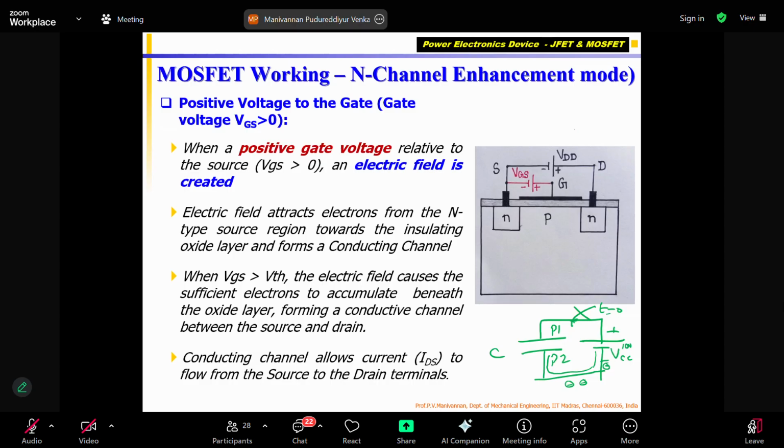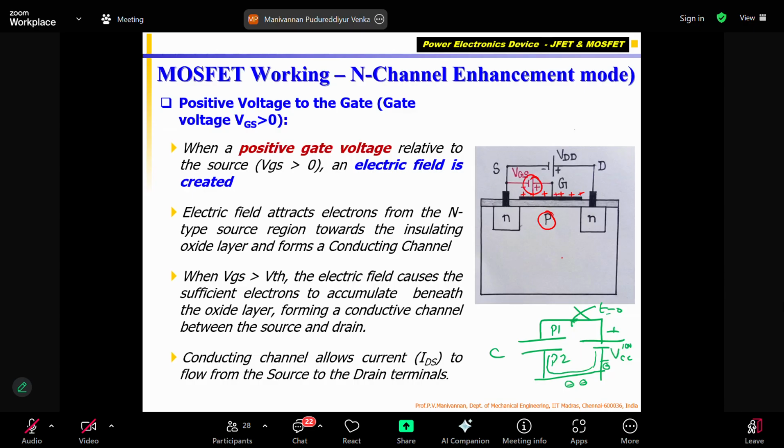Now a capacitor is formed between the gate terminal and the P substrate, separated by the insulating layer. So on this side we are going to get positive charges. The capacitor's one plate, the metal plate, is connected to the VGS positive terminal, so this will be positive.